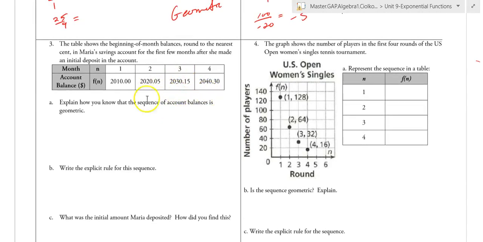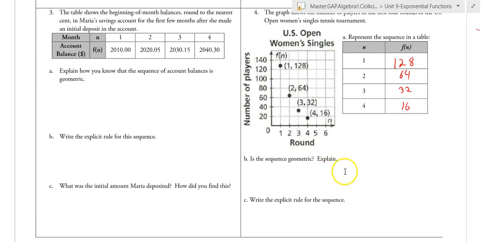Kind of the same thing here. We're just given the problems in a bit of a different format. Here, reading from the graph, our f(n)s would be 128, 64, 32, and 16. So we'll skip over this one for now. You can complete it, but we're just going to do this one. It's kind of the same thing.